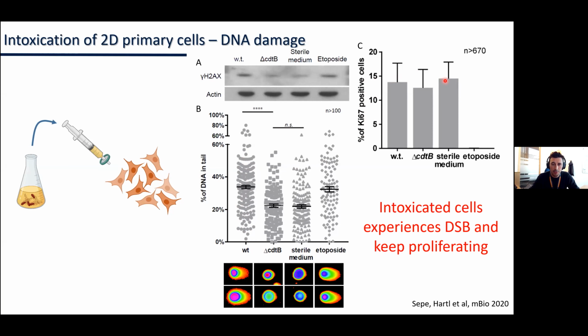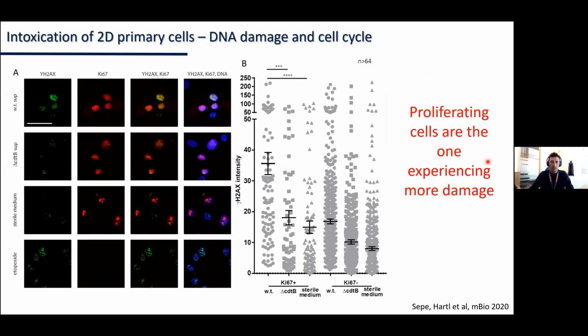difference in proliferation between the wild type intoxicated versus the knockout or the sterile medium. While when we treated them with the etoposide, there was a brutal arrest of the cell cycle. And actually, even more interestingly, we could see that the fraction of cells which are proliferating, so the Ki67 positive, are also the ones which are experiencing the higher amount of damage. So basically, these cells are proliferating and they're also experiencing damage at the same time, and they do not stop their cell cycle to repair the damage.